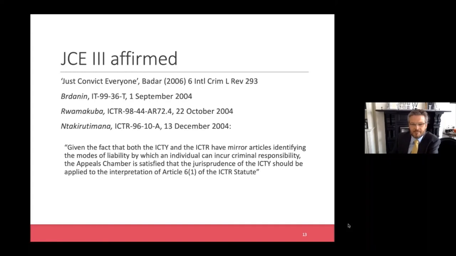The Chamber simply noted in the latter case that, given the fact that both the ICTY and the ICTR have mirror articles identifying the modes of liability by which an individual can incur criminal responsibility, the Appeals Chamber is satisfied that the jurisprudence of the ICTY should be applied to the interpretation of Article 6(1) of the ICTR Statute.